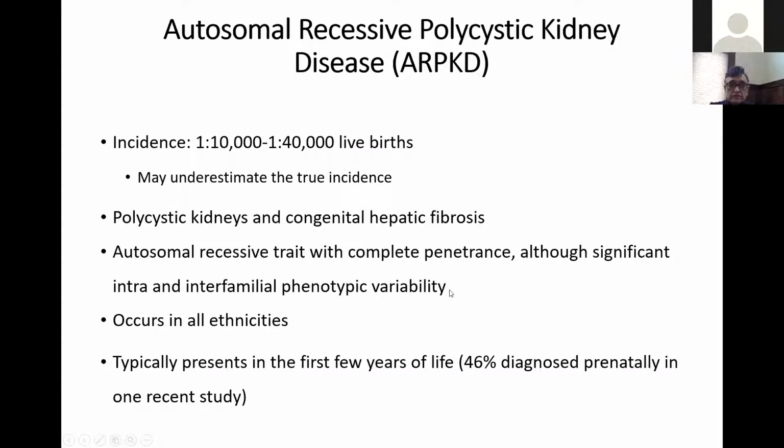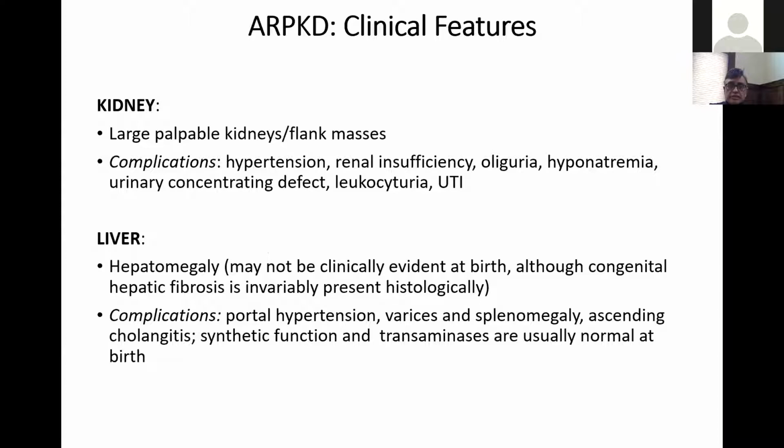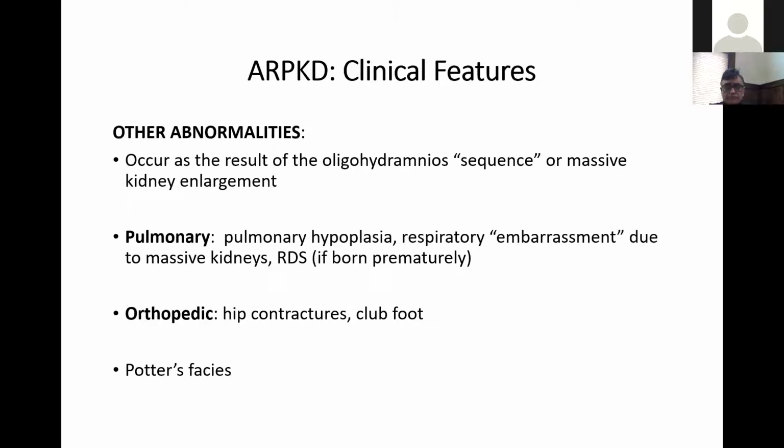Incidence is 1 in 10,000 to 1 in 40,000, and it is due to mutation in PKHD1. It's a very large gene. It has at least 68 exons and multiple alternative transcripts that encode fibrocystin. What they have found out is that the mutations occur throughout the gene, and only a few of them have an identified hotspot. You find a large kidney with complications of hypertension, renal insufficiency, and hepatomegaly because of the fibrocystic involvement.